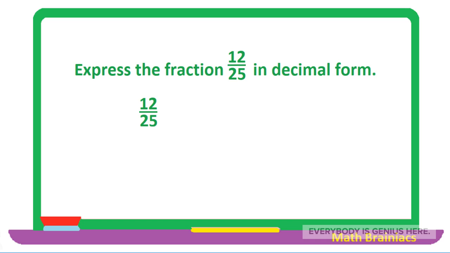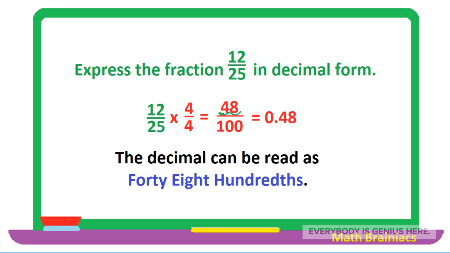We are going to think of a factor that will make the denominator equivalent to 100. Accordingly, we're going to multiply the fraction 12/25 by 4/4 and we can come up with our target to make the denominator equivalent to 100. 25 times 4 is equivalent to 100, while 12 times 4 will give us 48. Since we have two zeros on the denominator, we can write the decimal point on the numerator 2 places to the left, and it will give us 0.48. The decimal can be read as 48 hundredths.